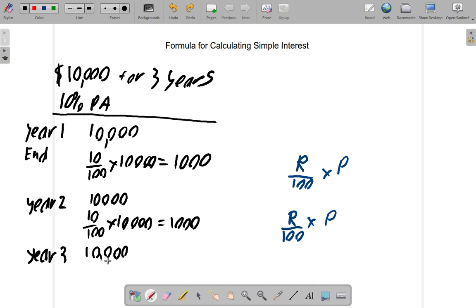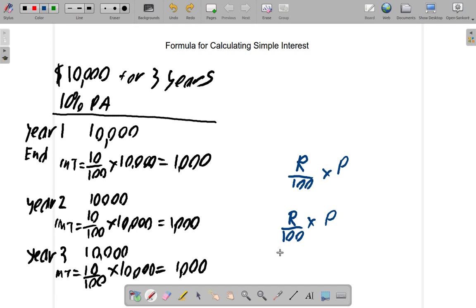You start out year 3 with the $10,000. But how much interest do you get? The interest, let me put INT here. INT, the interest that you get equals 10% of 100 times $10,000. So basically you get $1,000. All right, $1,000 for the first year's interest, $1,000 for the second year, $1,000 for the third year.